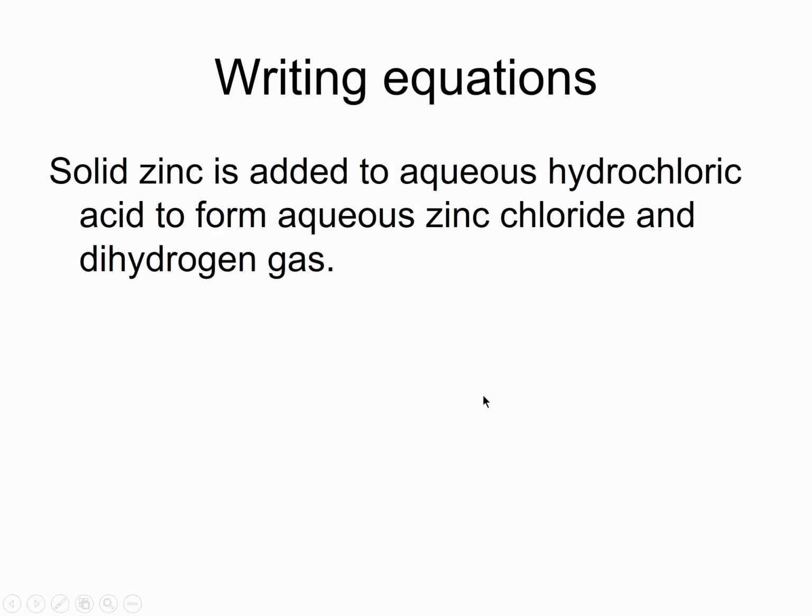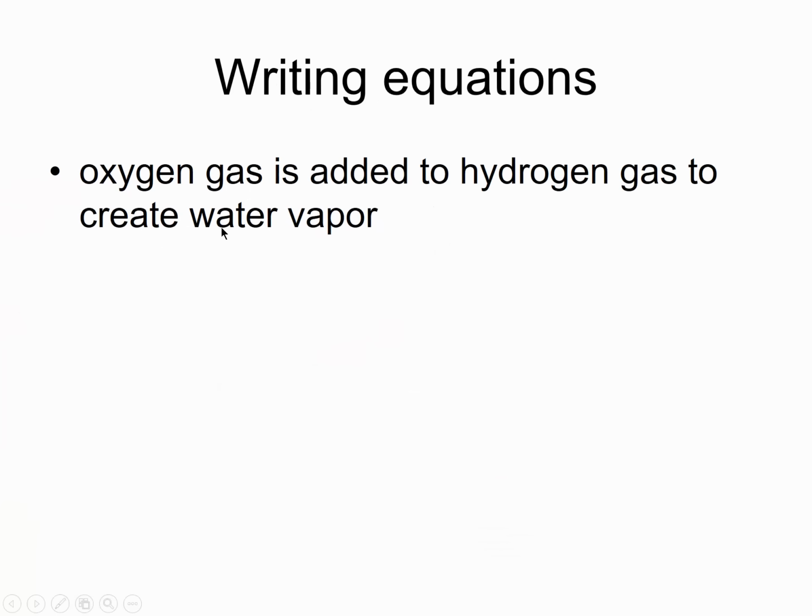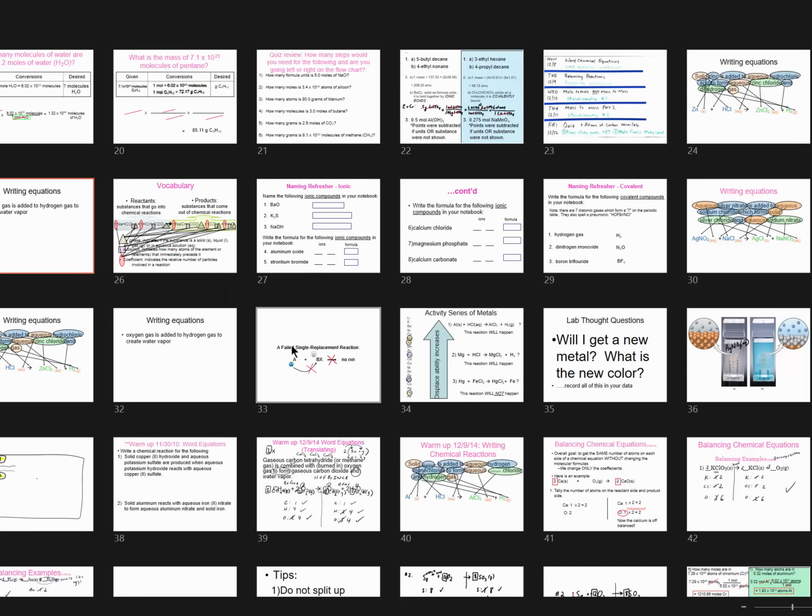In a separate video, we're going to balance those equations. So we're going to say balancing for the next video. Okay, so here's another example that we'll try to address by the end of the video. Oxygen gas is added to hydrogen gas to create water vapor. Okay, and then we'll be able to write an equation for that as well.